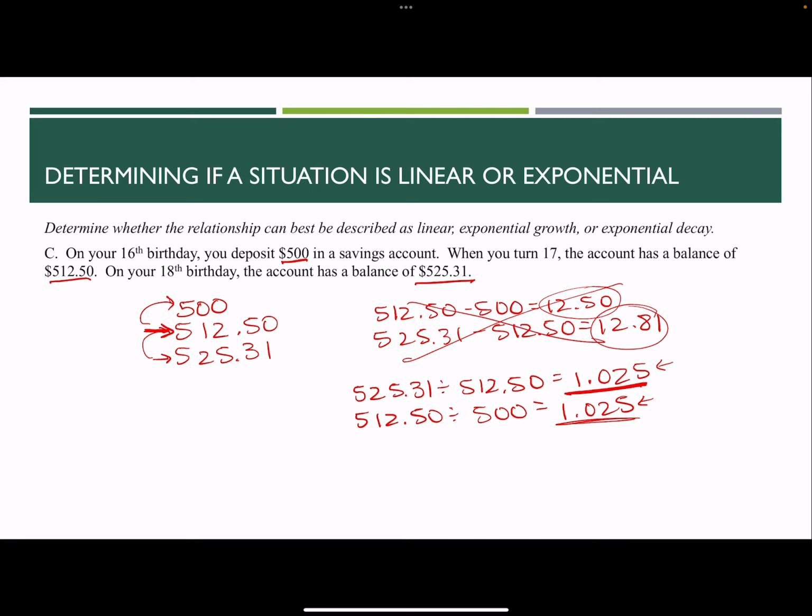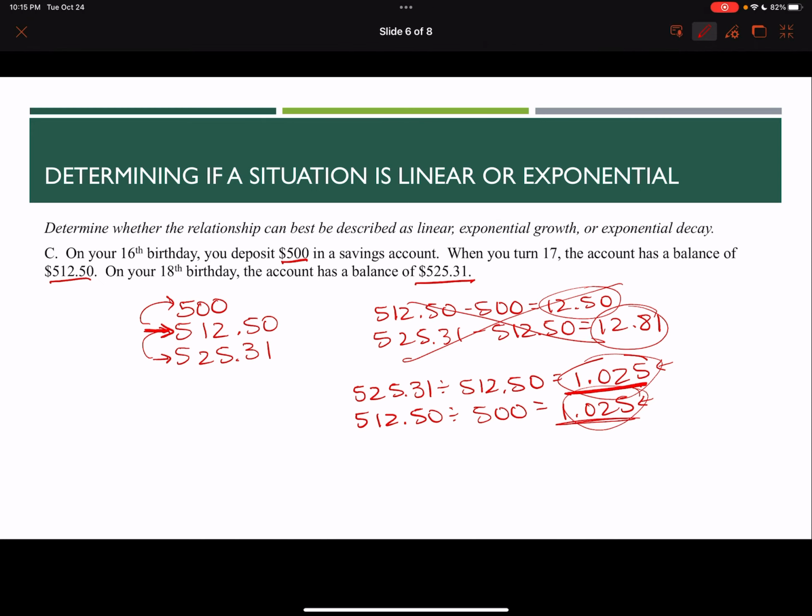So because these two values are the same, remember that means I can think of it like working backwards. So what's the opposite of division? Multiplication. In other words, if I take 500 and multiply by 1.025, I'll get 512.50. And if I take 512.50 and multiply by 1.025, I'll get 525.31. And check, use your calculator, check to make sure.